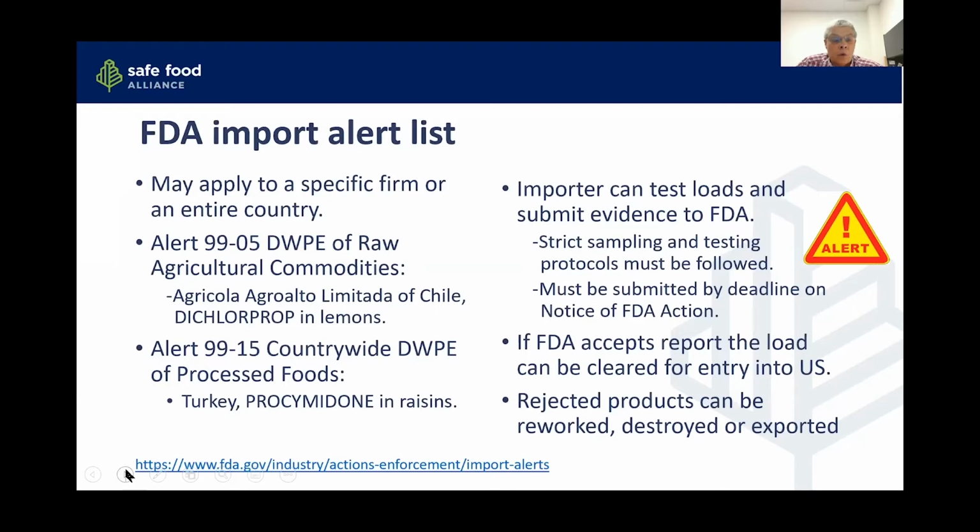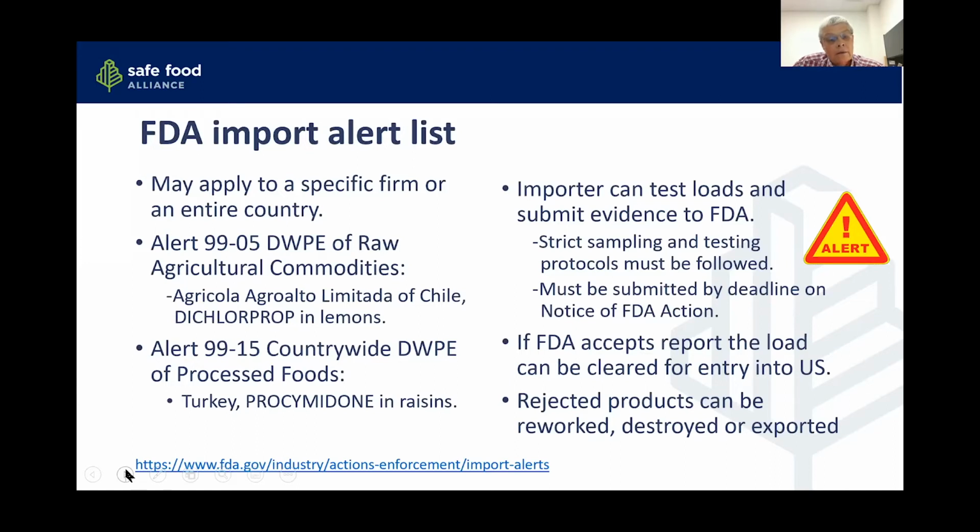So if we go on to the import alert list, and the web link there on the lower left-hand part of the slide shows you where that is located, you can go through and see listings of specific firms or entire countries. It just depends on how extensive those violations have been that they've seen. This is an example, 99.05 detention without physical examination on a raw agricultural commodity. In this case, it's a Chilean supplier, and it's the pesticide diclofop in lemons. That's a very specific supplier that has been noted to have these issues.